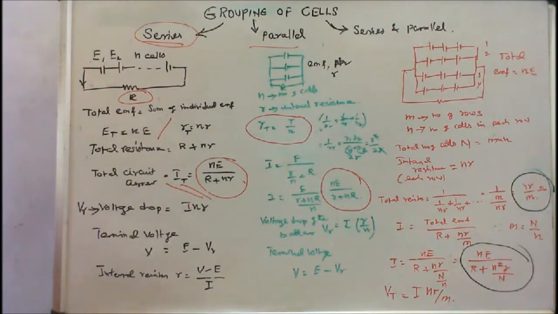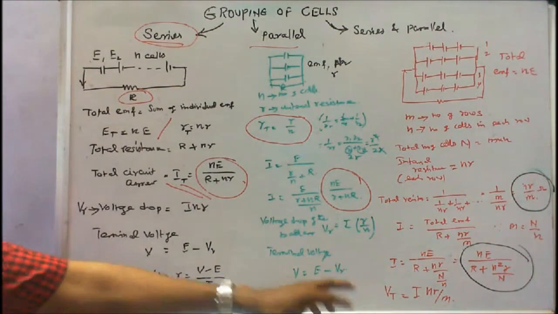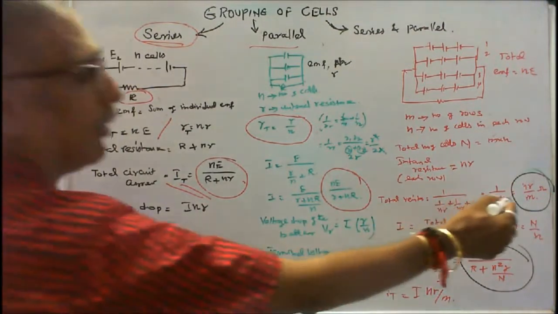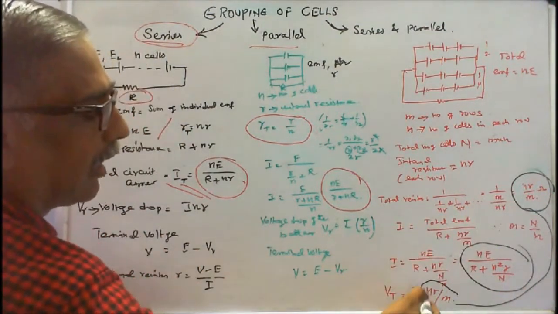Therefore, the voltage drop is equal to load current into n into r by m. This is the formula I already found. This is the n into r by m.